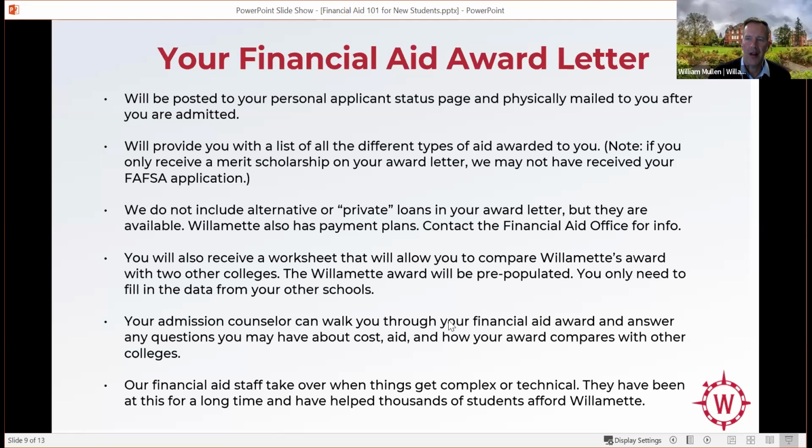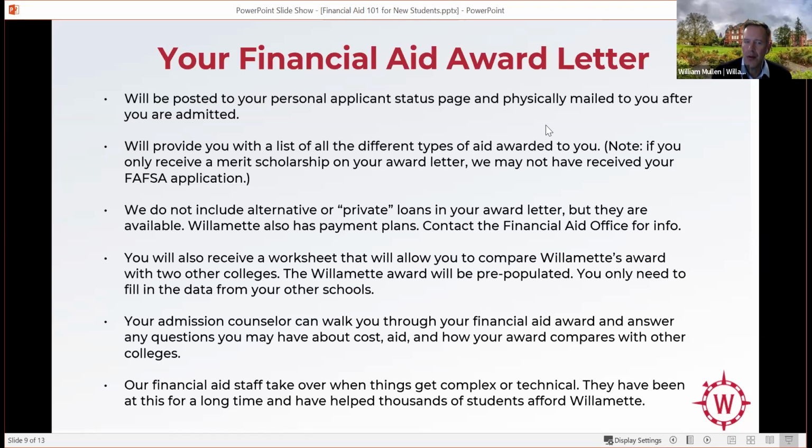The financial aid award letter is going to be mailed to you, but it's also going to be posted in your applicant status page as well. So you'll get it in a package as well as electronically. It will go through and list the different types of aid awarded to you, and we break it down, and I'll show this in a second. All the different types of aid that you qualify for.